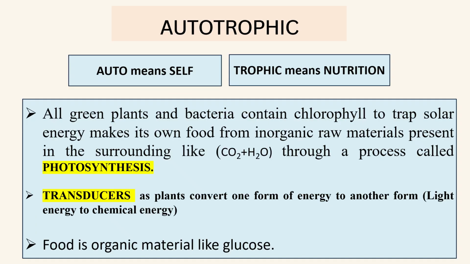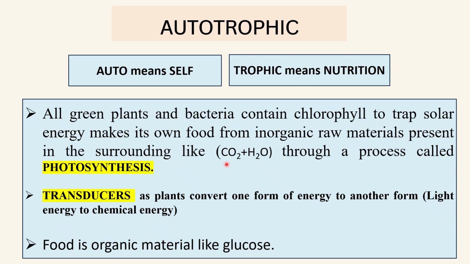In the previous slide, we studied the two basic modes of nutrition, autotrophic and heterotrophic. Now we will discuss each of these in detail, and we'll begin with autotrophic. If we split this word into two, then auto means self and trophic means nutrition. That is, all green plants and bacteria which contain chlorophyll have the ability to trap solar energy and make their own food utilizing inorganic raw materials such as carbon dioxide and water, which is present in the surrounding.